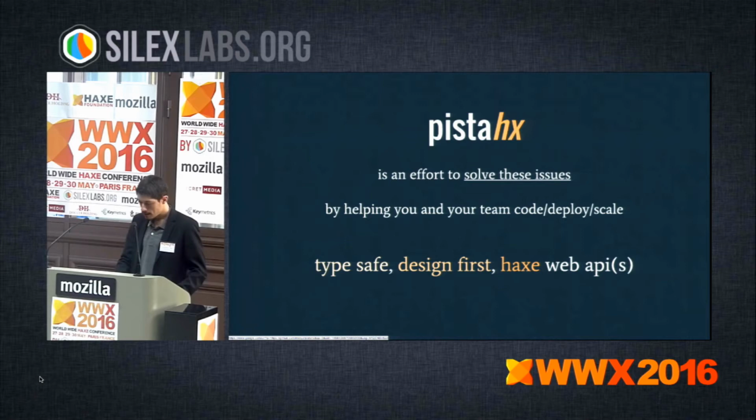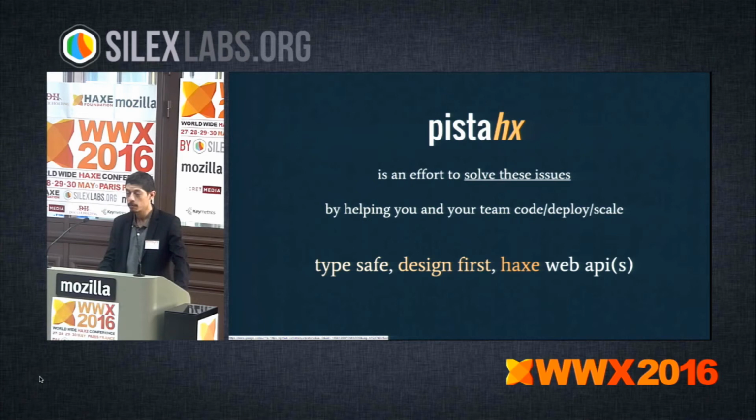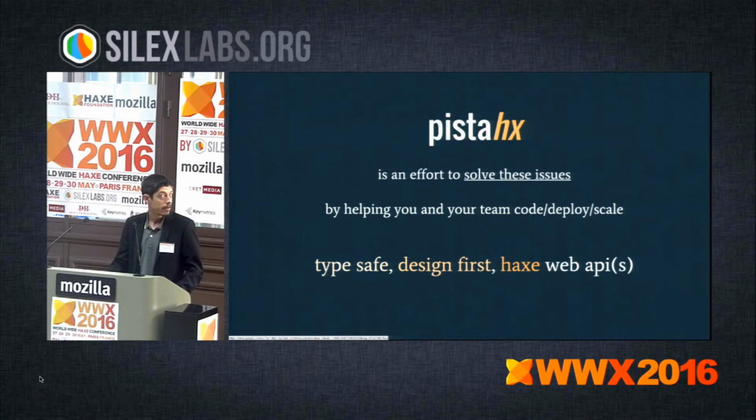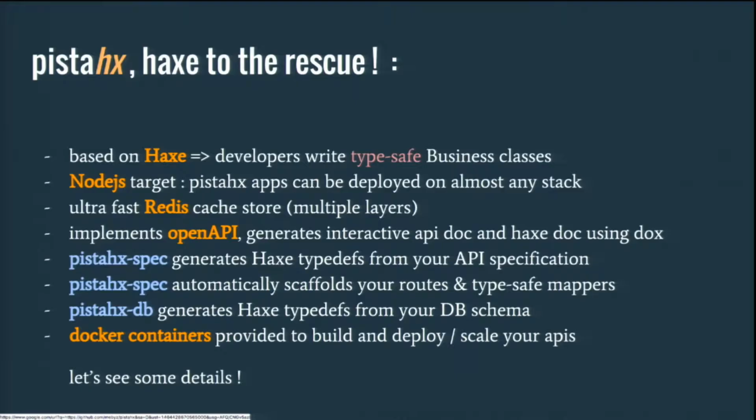Now, pistahx is an effort to solve all these issues by helping you and your development team to code, deploy, and scale type-safe, design-first Haxe web APIs. The name refers to the core of the technology, which is Haxe-based. So developers can continue to write type-safe business classes and the code stays clean and safe.